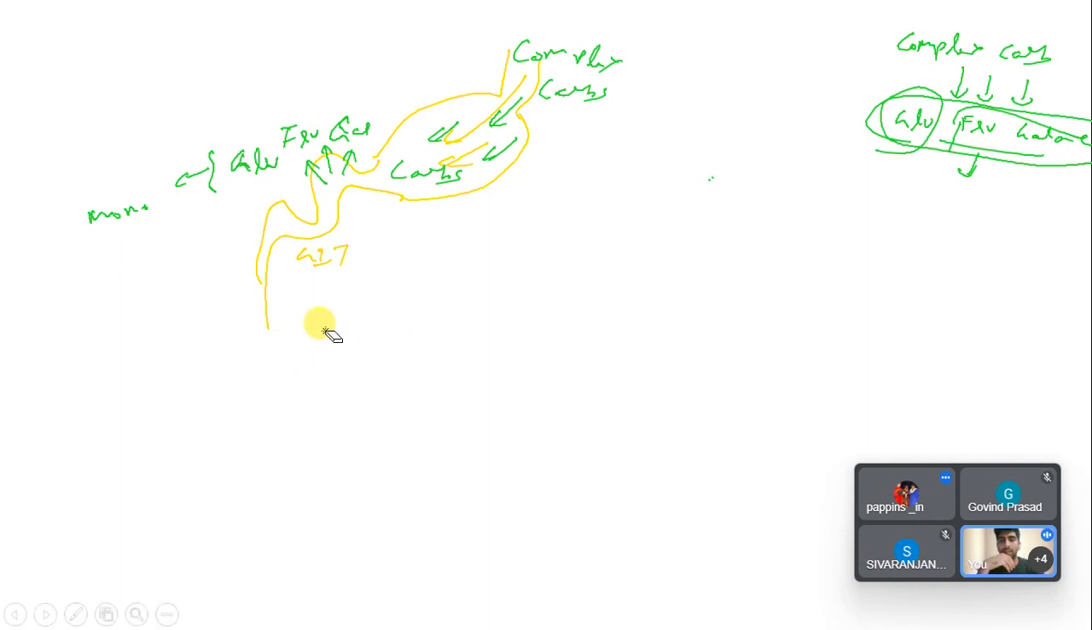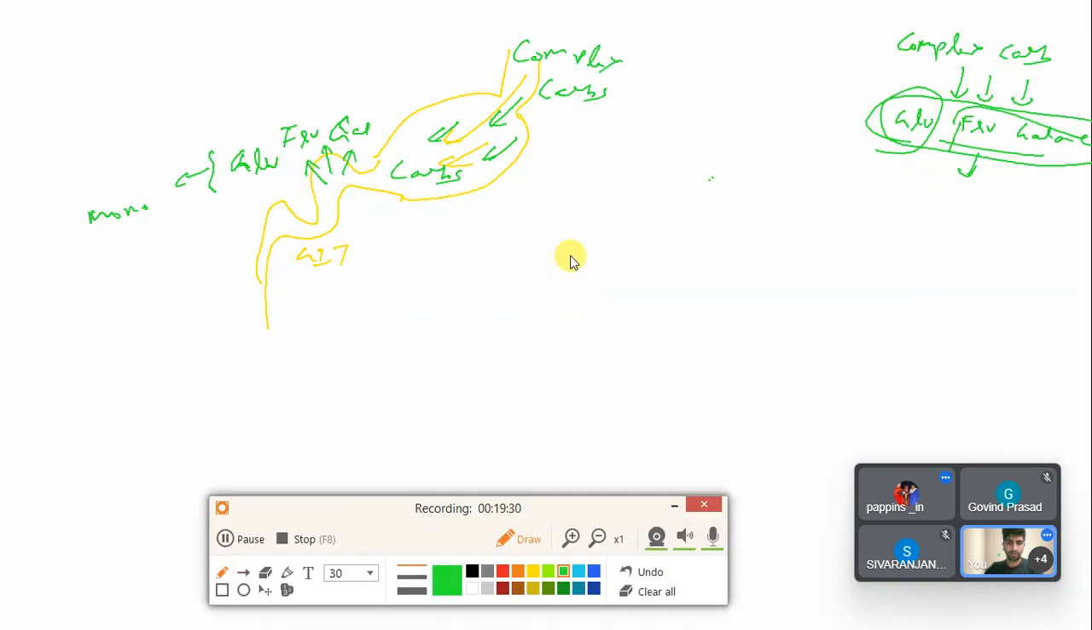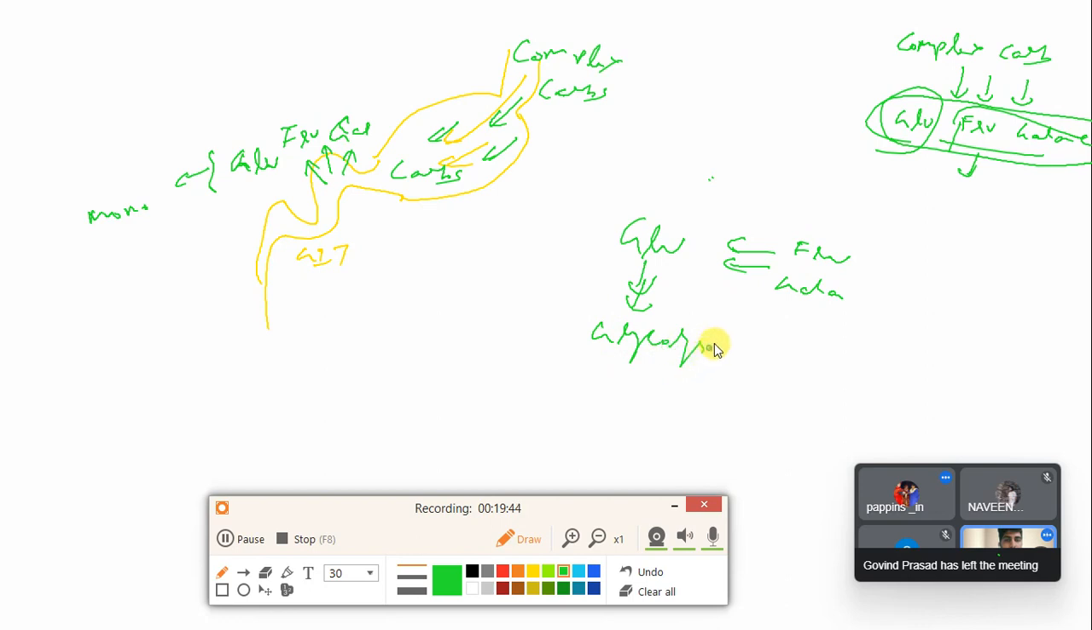So ultimately these two things are converted to glucose. Basically, glucose is the main form that we use, and fructose and galactose are converted to glucose, and then glycolysis happens. So after the digestion and assimilation of glucose, fructose, and galactose, this goes to the liver via the portal vein, where it transfers.